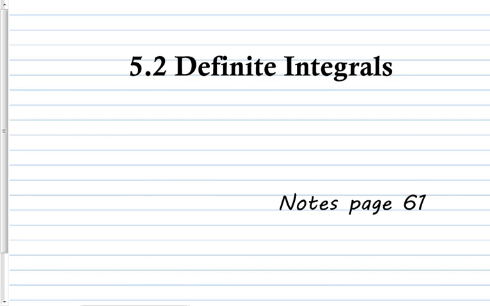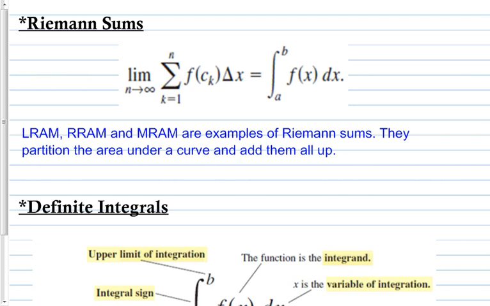Okay, 5.2, definite integrals. So Riemann sums. Riemann sums are LRAM, RRAM, and MRAM. Or rather, these are examples of Riemann sums. They do the same thing. They partition an area under the curve, and then they add them up.